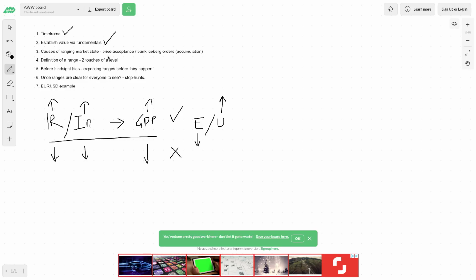Now, causes of ranging market states: price acceptance and bank iceberg orders, which is accumulation. So price acceptance. Let me just go back a little bit.